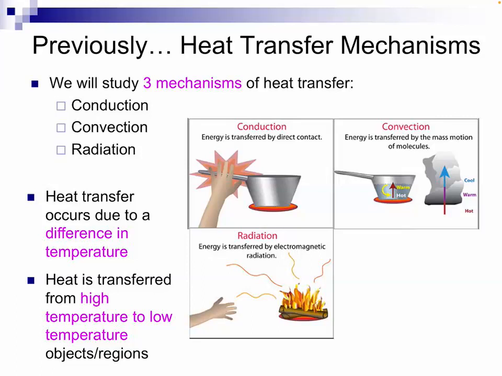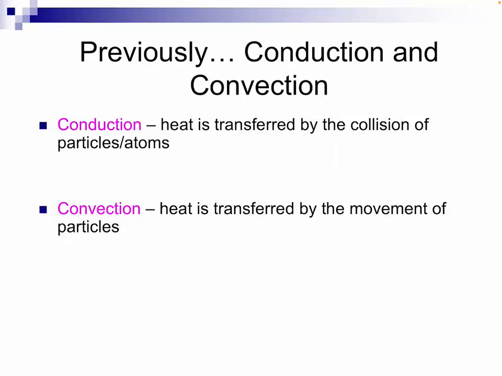As usual, heat is transferred because of a difference in temperature, and the direction of heat flow is from high temperature to low temperature objects. Just to differentiate between the different mechanisms for heat transfer, yesterday we defined what conduction is, and the main feature of heat transfer by conduction is that heat is transferred through the collision of particles and atoms, and there is no movement of particles amongst the objects, but they do have to be in contact with each other.